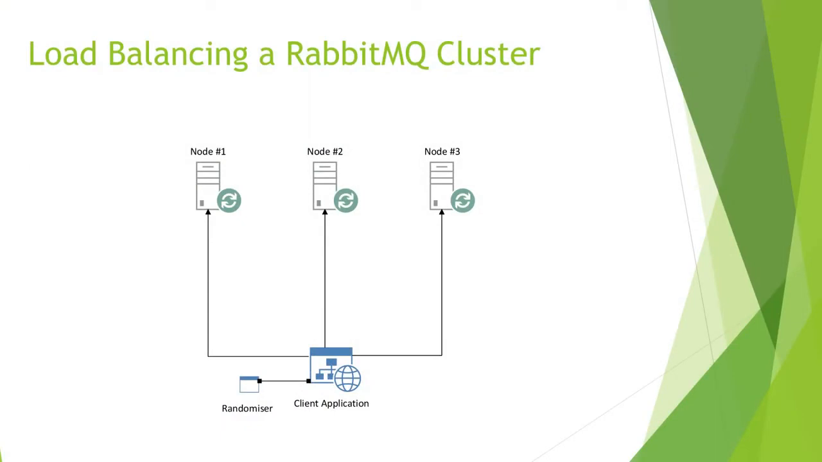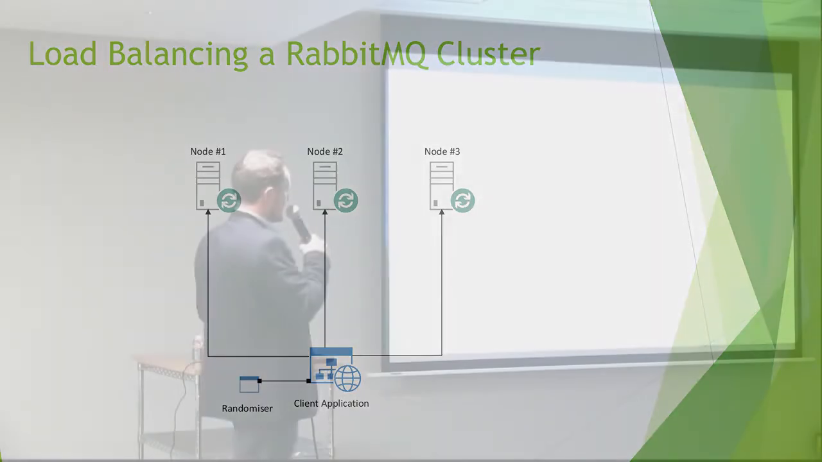So, by way of example, I have a randomizer here. The client application will go, okay, give me either node 1, 2, or 3. And the randomizer will randomize between the three and will return a value of either new Q1, new Q2, or new Q3, and then it will be routed to the appropriate node, and there will be no interference by RabbitMQ. Again, this requires your application to be cognizant of your underlying queue infrastructure, which isn't exactly from a design perspective a good thing. So we abstract it out to a queue metadata store.